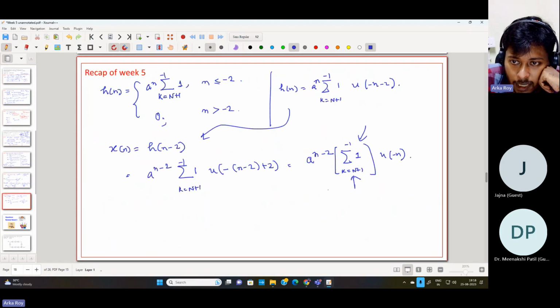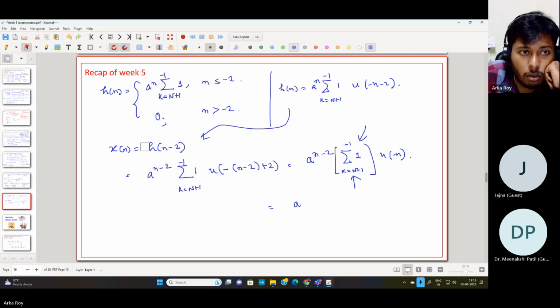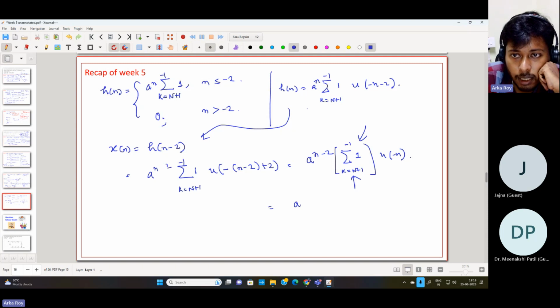So in this way, I can take the analogy and using that analogy itself, I can give you the final result. So this will be a to the power n. And because this is basically dependent on n, let me write it as n now. So a to the power n and then it will be n plus 1 and there will be a minus sign over here. And then u of minus n minus 2.